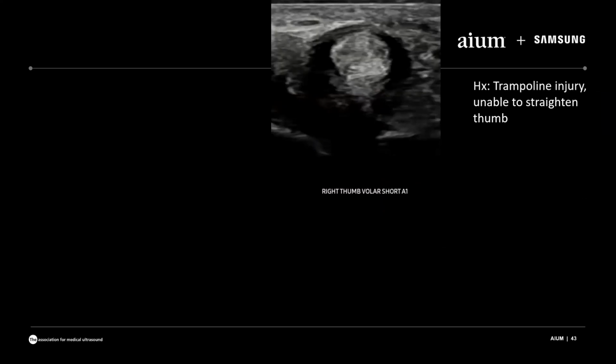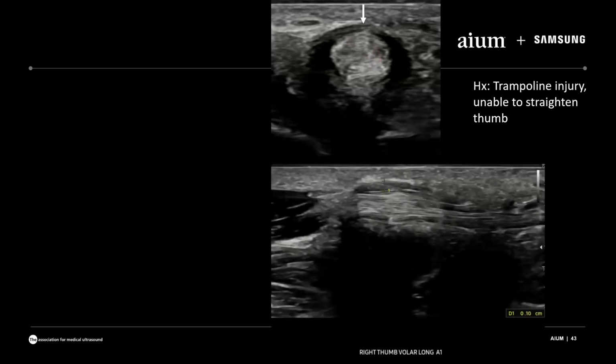And this patient had a trampoline injury, and was unable to straighten their thumb. So you can see that the A1 pulley is very thick and hypoechoic over this FPL tendon. If we turn on long axis, we can see there it is, very thick. It measures about 1 millimeter, which is at least twice its normal thickness. And notice the underlying flexor pollicis longus tendon is a bit bunched up there and abnormal in configuration.